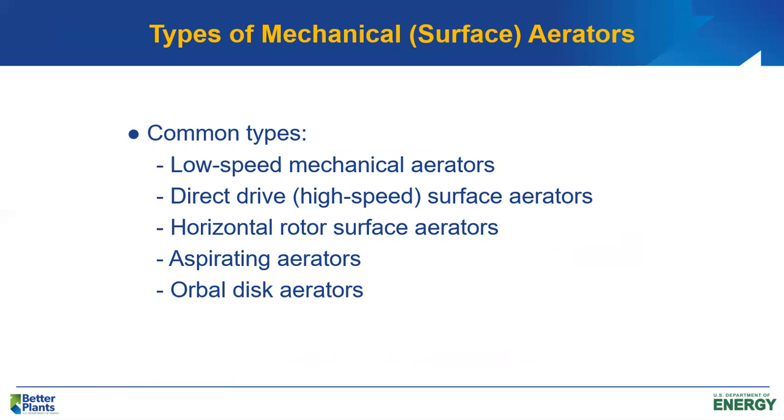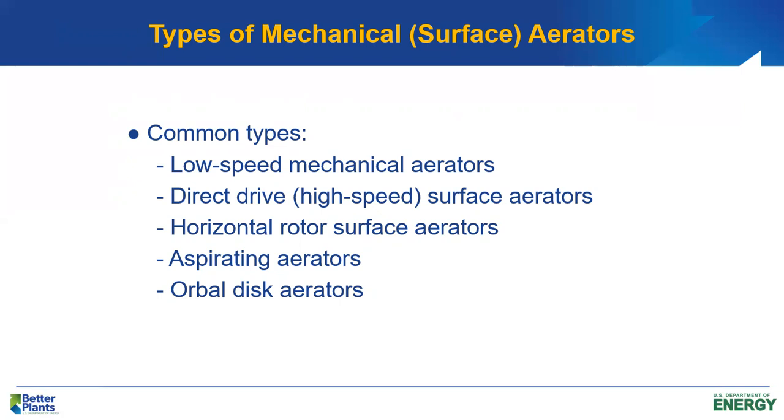The motor may be operating at 1700 RPM, but we operate through a set of gear reducers, and the blade on the aerator itself that's mixing the water and imparting oxygen transfer to the water may be only turning at 60 to 80 RPM. But direct drive or high-speed surface aerators, the motor's operating at about 1700 RPM, and the blade on the aerator or impeller is operating at 1700 RPM.